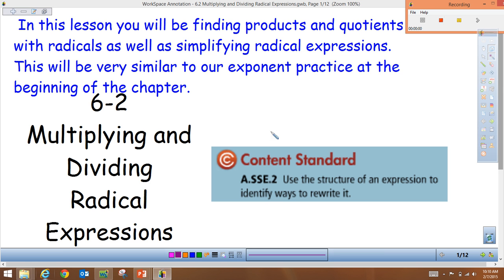A couple of reminders while you're getting your notes ready. Make sure you're wearing your headphones. Make sure you're taking your own notes. Remember that you are able to pause the video at any time, rewind the video at any time. Let's go ahead and get started.